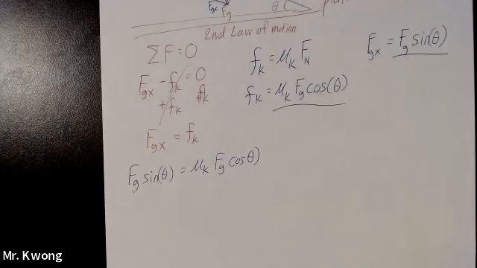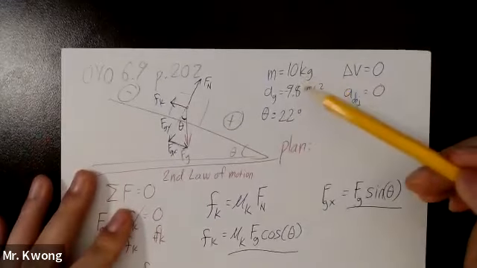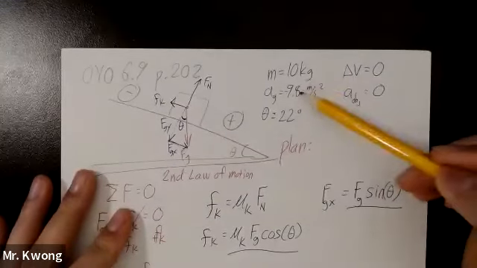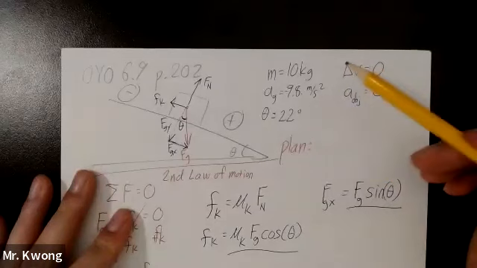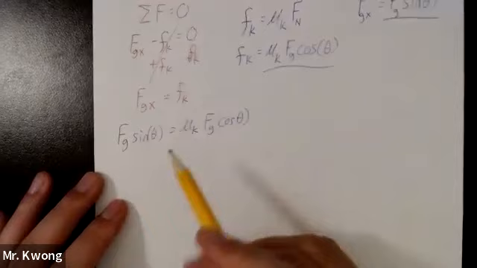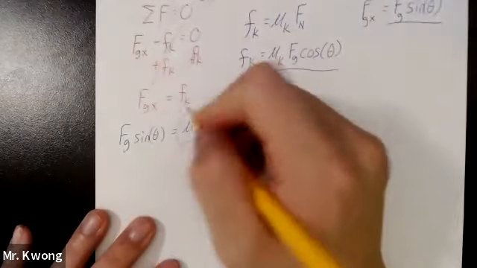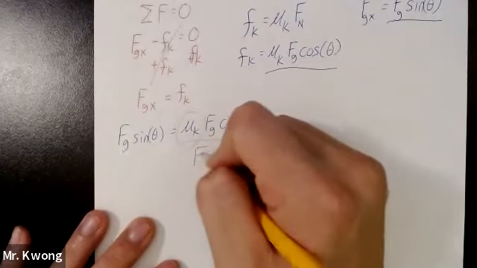Exactly, it cancels out. So there's nothing wrong with calculating the weight as 10 kilograms times 9.8. The weight is 98 newtons. But mathematically, it cancels out, so there really wasn't a need for it, because we're trying to solve for the coefficient of kinetic friction.